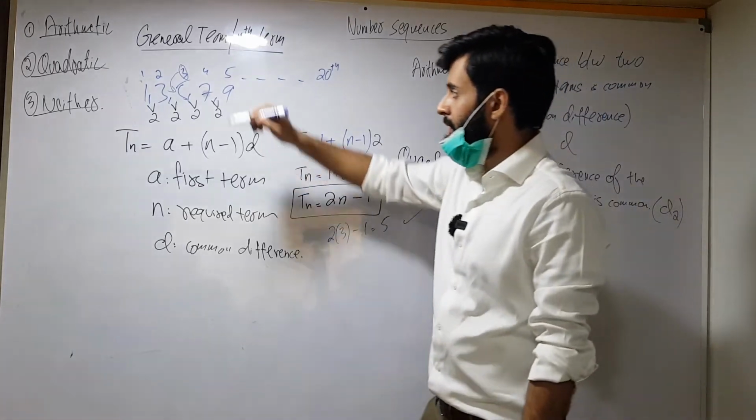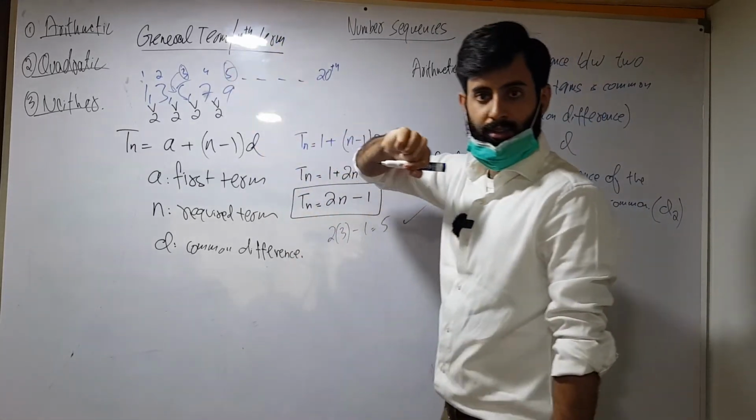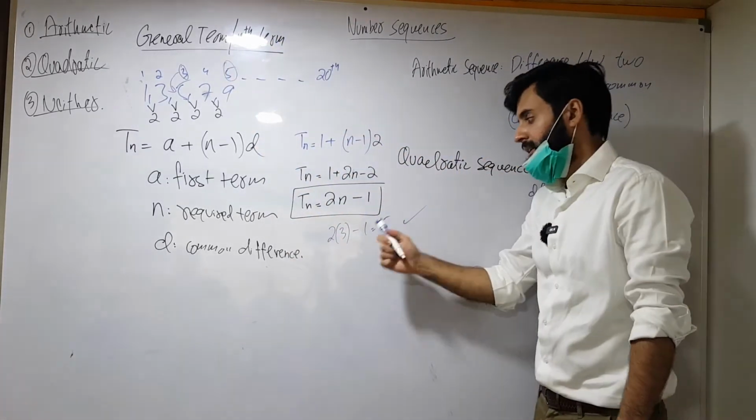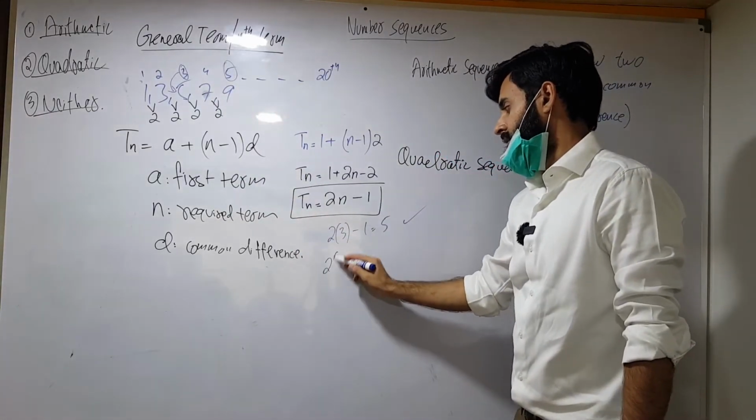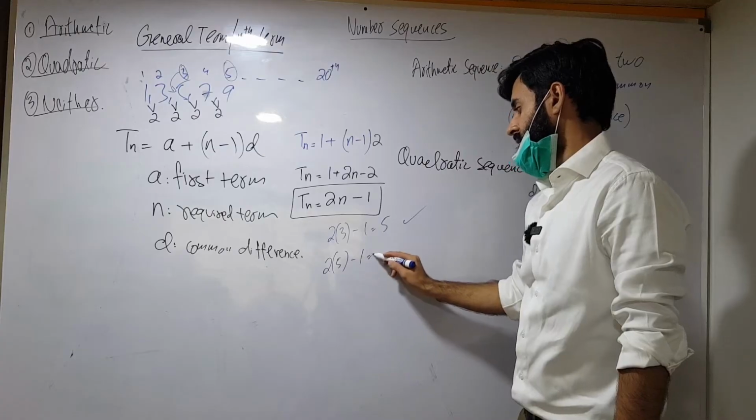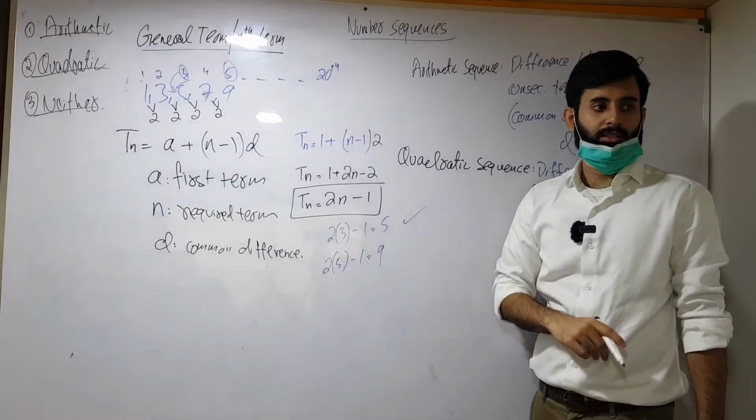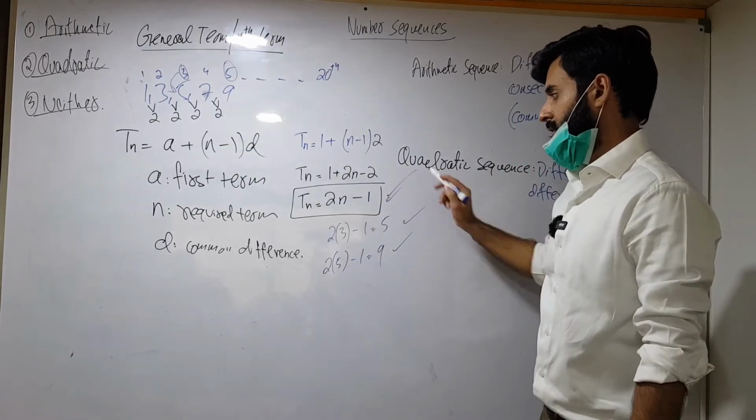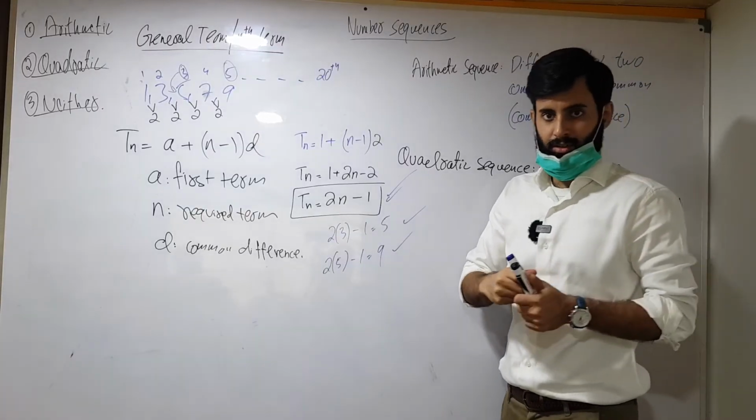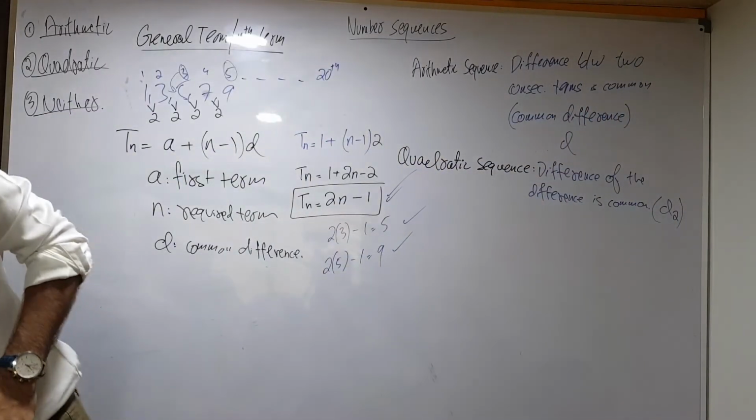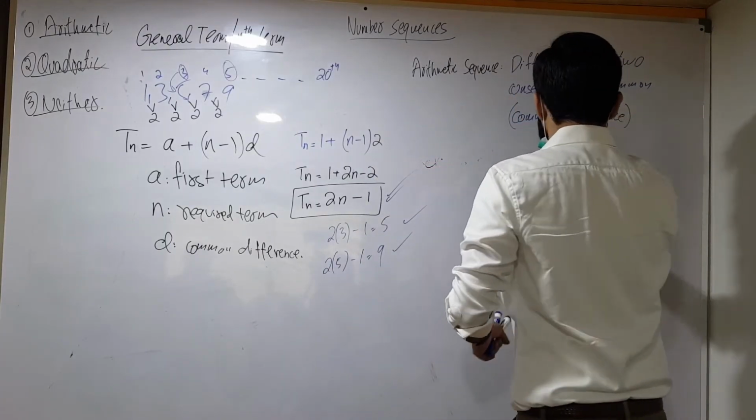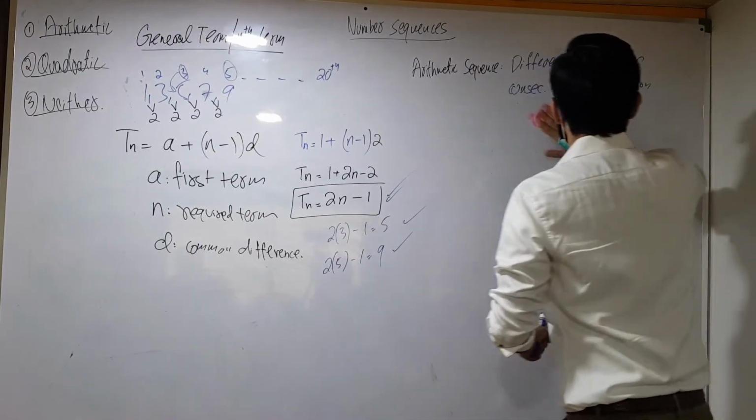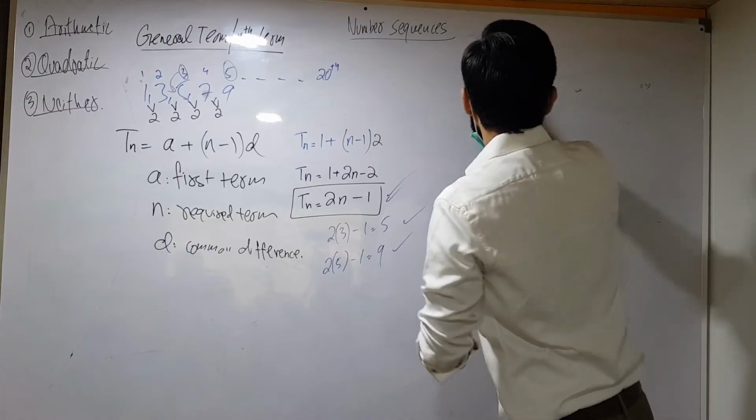But just to be sure, let's say I plug in 5 in place of n. If this is correct, let's see. 2 times 5 is 10. And what's 10 minus 1? That's 9. So that means this is absolutely correct. Alright, let's do a couple more examples, and then we're going to study the general term or the nth term of our quadratic sequence.